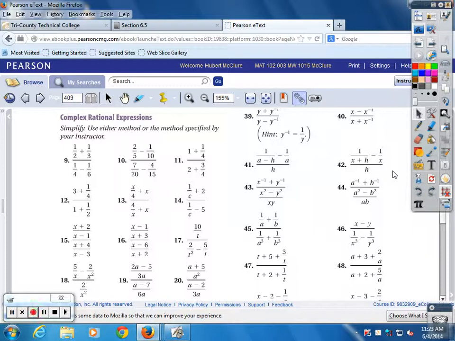Number 42: 1 over x plus h, minus 1 over x, over h over 1. And I'm going ahead and putting it over 1 when I write it down, so that I'm already concentrating on the common denominator. I'll give y'all a couple of minutes.